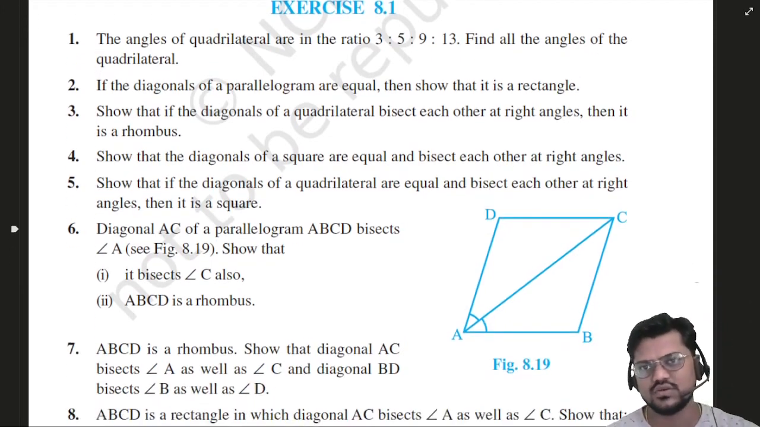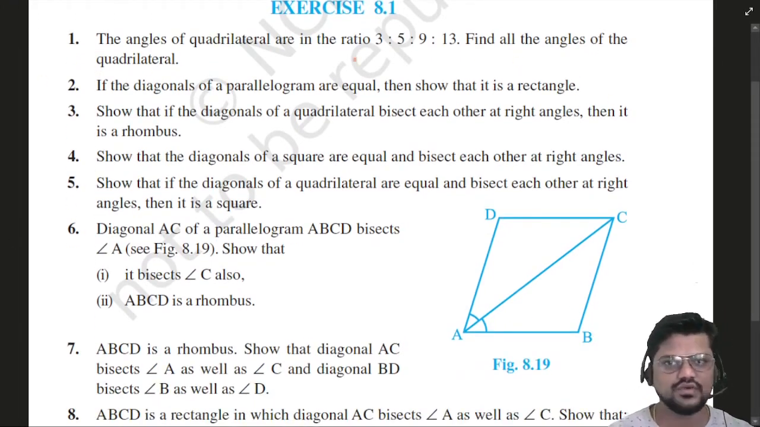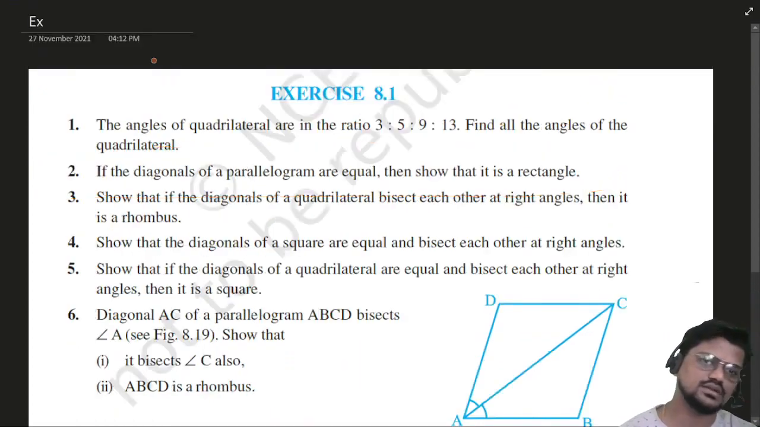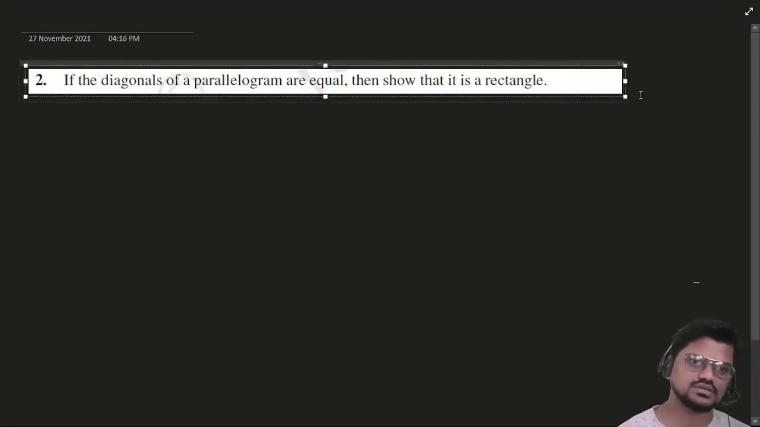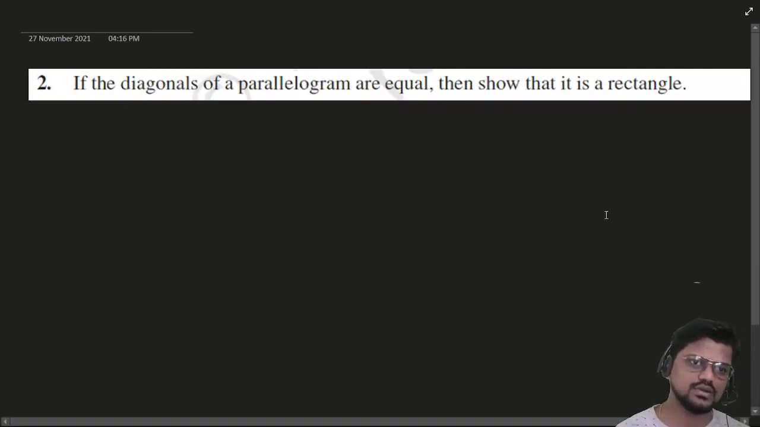The next question, what have they given? If the diagonals of a parallelogram are equal, then show that it is a rectangle. Again, you will have to do it with two similar triangles only. So I'll not solve this completely. I'll only verbally explain how to do it.